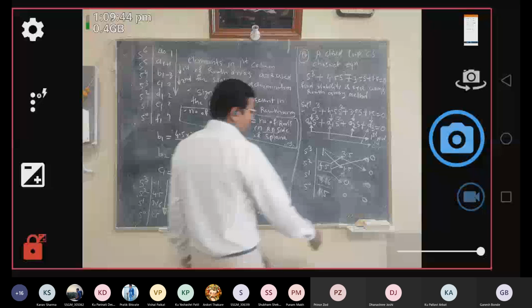Comparing these two equations, with the help of an arrowhead, prepare the elements in the first row. So start with a0, then alternately keep a2, and after a2 comes a4, like this. These are the elements in the first row. Then for the second row, start with a1, a3, a5. So these are the elements in the second row. Now prepare a Routh array and complete this.